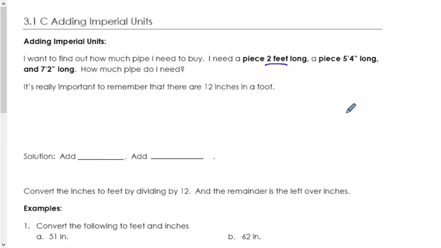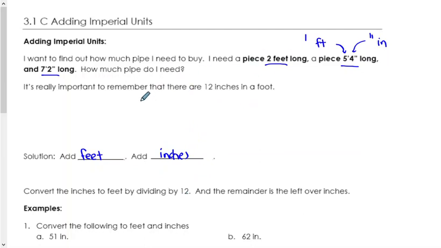I need a piece that is 2 feet long, a piece that's 5 feet 4 inches long. Remember, 1 apostrophe is a foot, 2 apostrophes is an inch, and another piece that's 7 feet 2 inches long. And how much pipe do I need? The best way to do this when you're adding a bunch of different imperial pieces together is to add your feet separately and add your inches separately, and then we go from there.